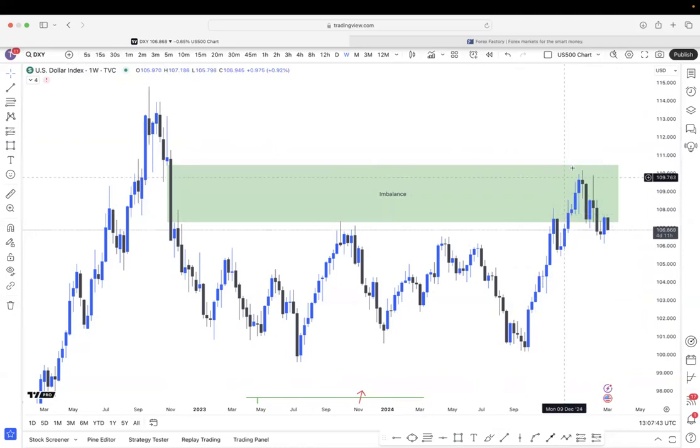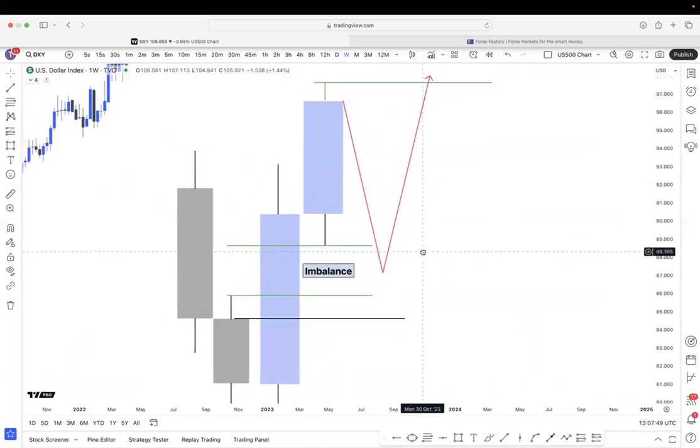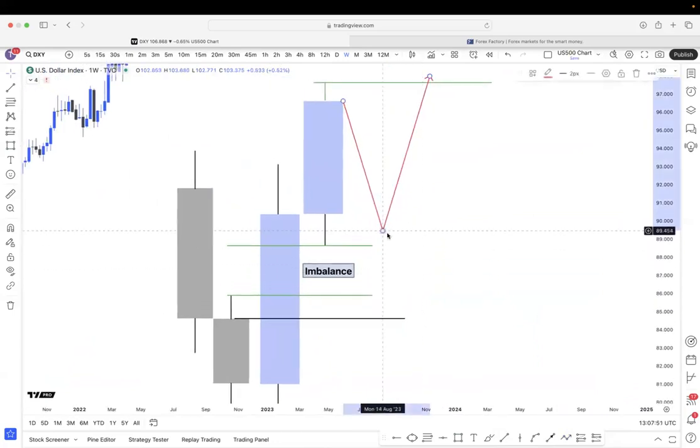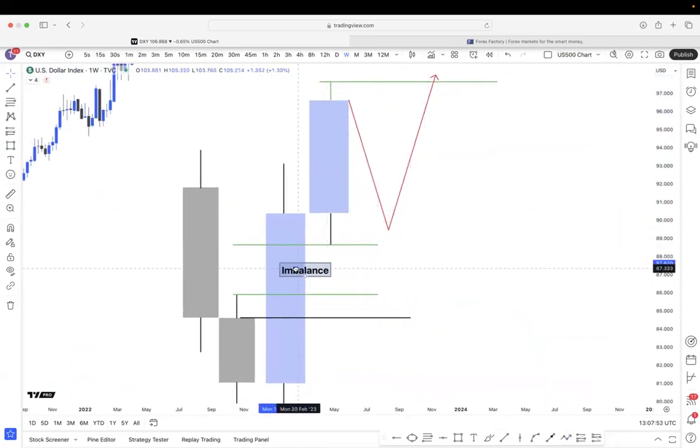Because the buyers have rebalanced price action, it's now happy for us to take it a little bit lower. Something else you have to understand when it comes to areas of imbalance is price action only has to fill 50% if it wants to.